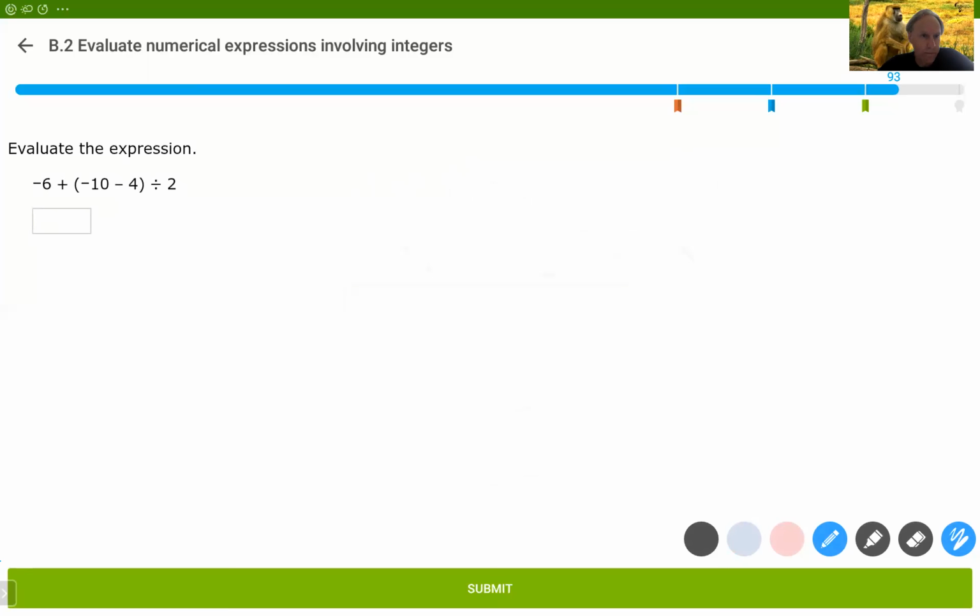And do we have any more? Yeah. Okay, I've got -6 plus -14 divided by 2. I can do it like this if I wanted to. -6 plus -7 is -13.